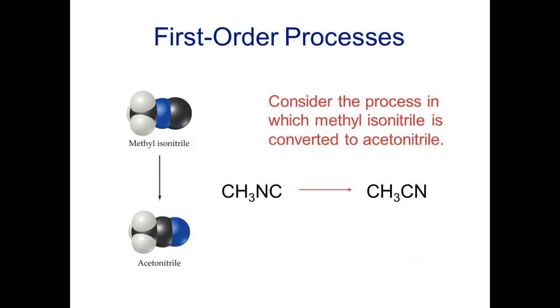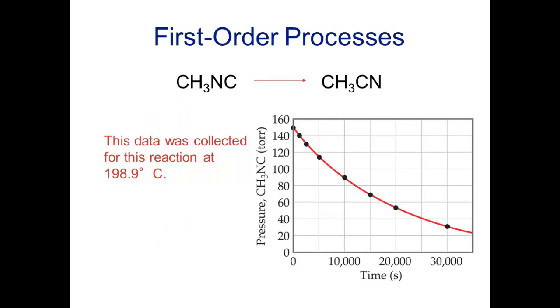Using this logic, let's consider the process in which methyl isonitrile is converted to acetonitrile. What we have is a graph of pressure of the reactant versus time at a particular temperature. In this case, it is 198.9 degrees Celsius. Now, the first thing to note is the pressure drops over time. That simply means that the reactant is being used up as the reaction progresses.